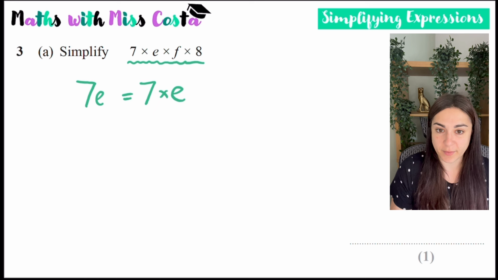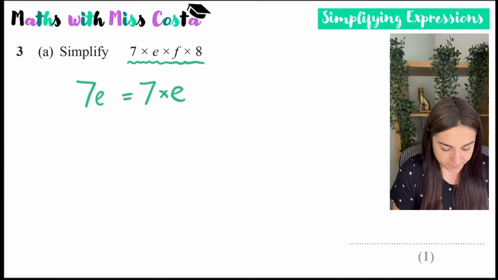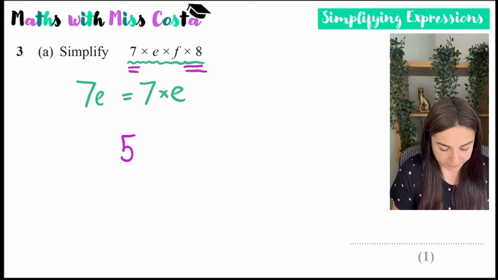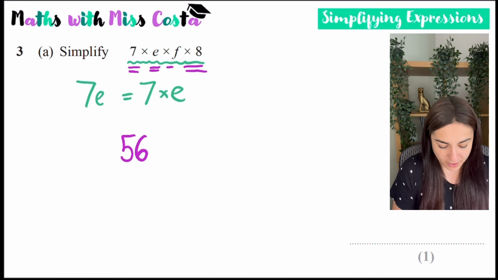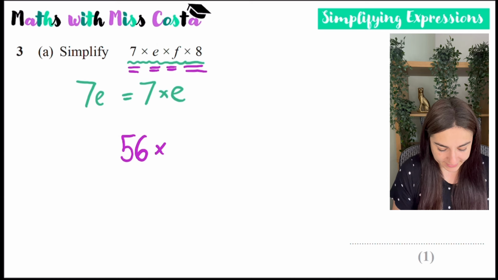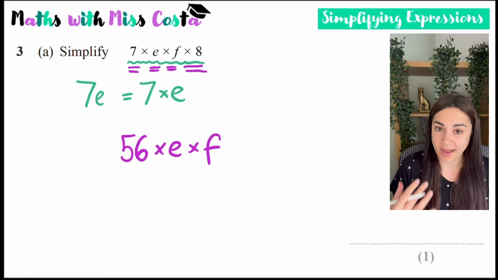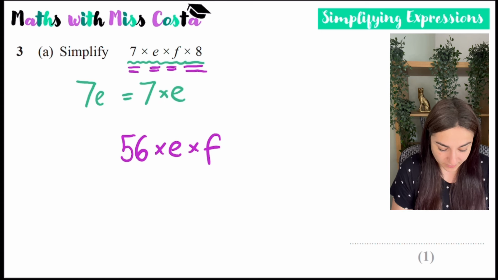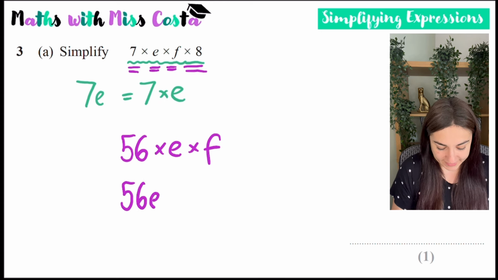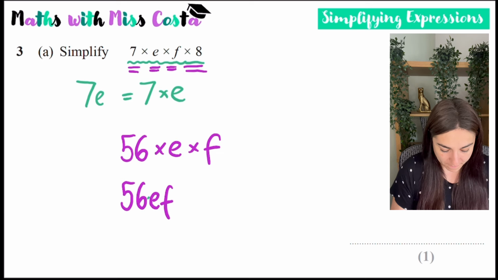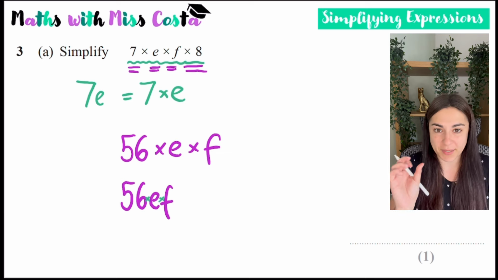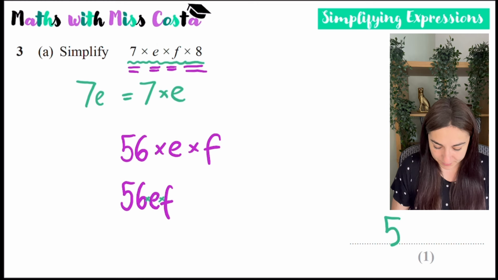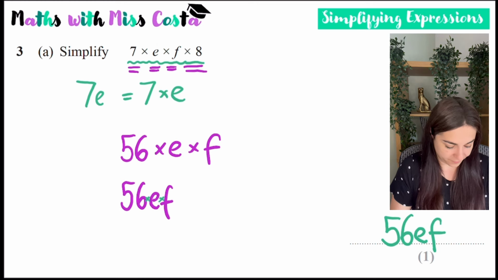So first I'm going to look at the numbers, and I've got 7 being multiplied by 8. So 7 times 8, I know, is 56. And then e times by f, so I could rewrite it as 56 times by e times by f. And with algebra, I know that whenever anything is being multiplied, I can just bunch it together. So that would become 56ef, because there's an implied multiplication sign in between them. So whenever a letter and a number or 2 letters are next to each other, it means they're being multiplied. So that would be 56ef.